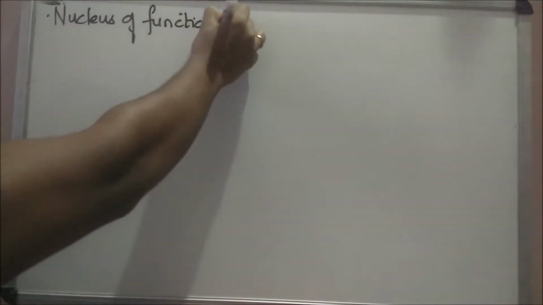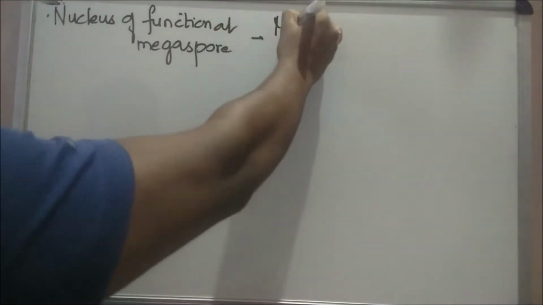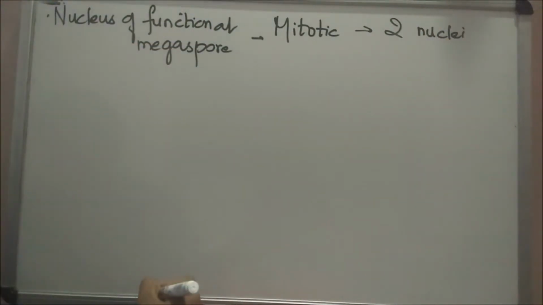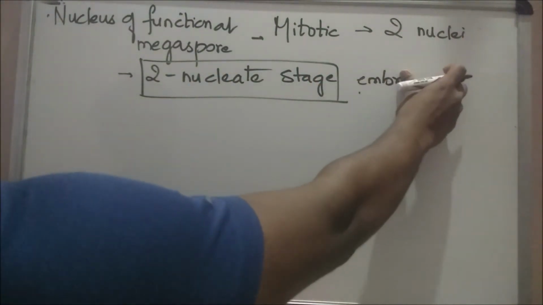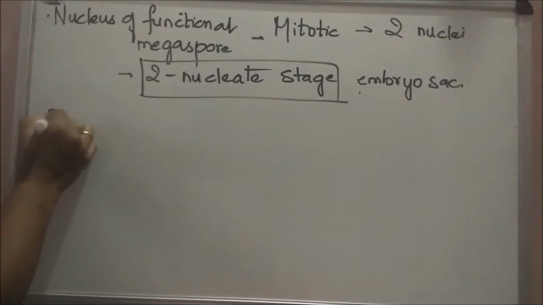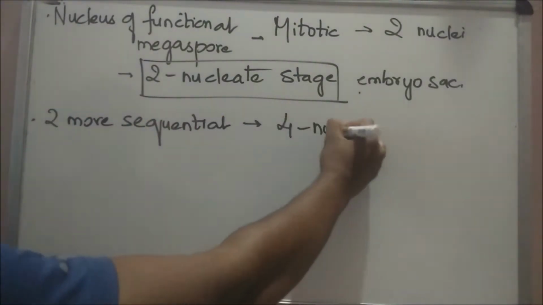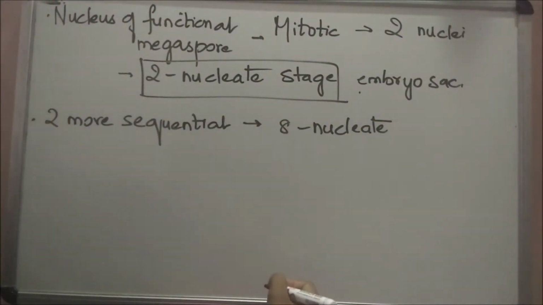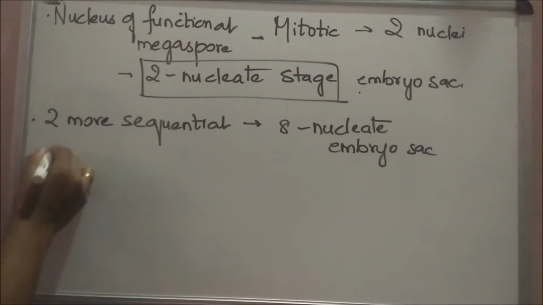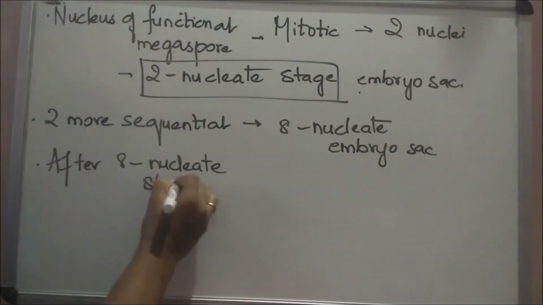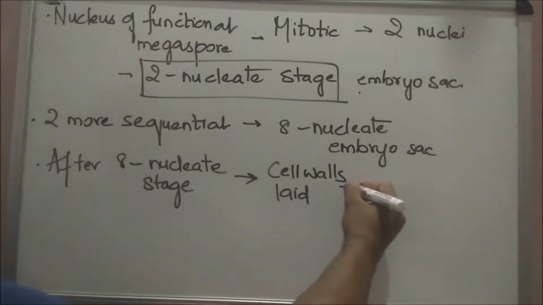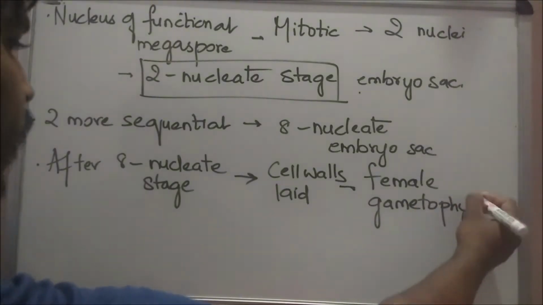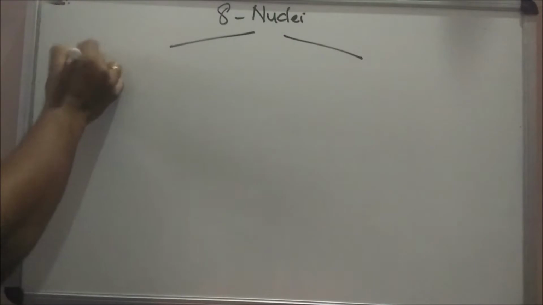The nucleus of a functional megaspore divides mitotically to form two nuclei which move to the opposite poles, forming the two-nucleate embryo sac. Two more sequential mitotic nuclear divisions result in the formation of the 4-nucleate and later the 8-nucleate stages of the embryo sac. After the 8-nucleate stage, cell walls are laid down, leading to the organization of the typical female gametophyte or embryo sac. The 8 nuclei split into 6 nuclei and 2 nuclei.